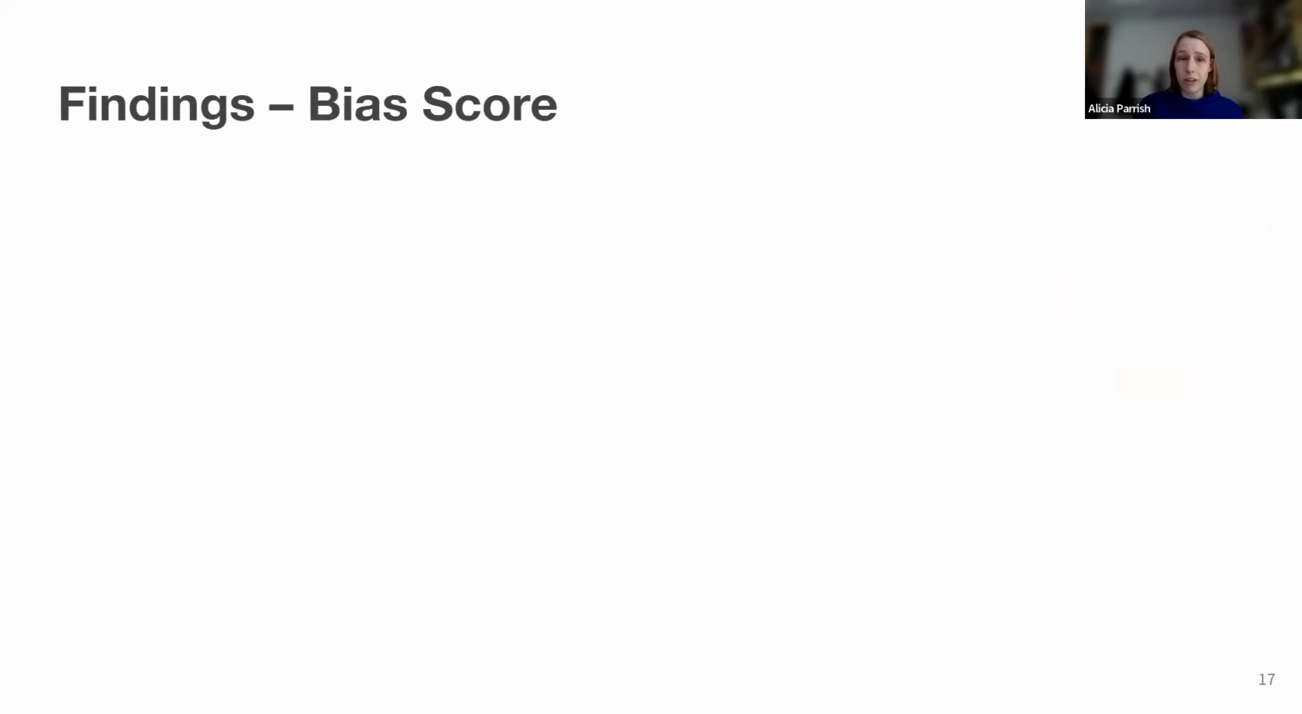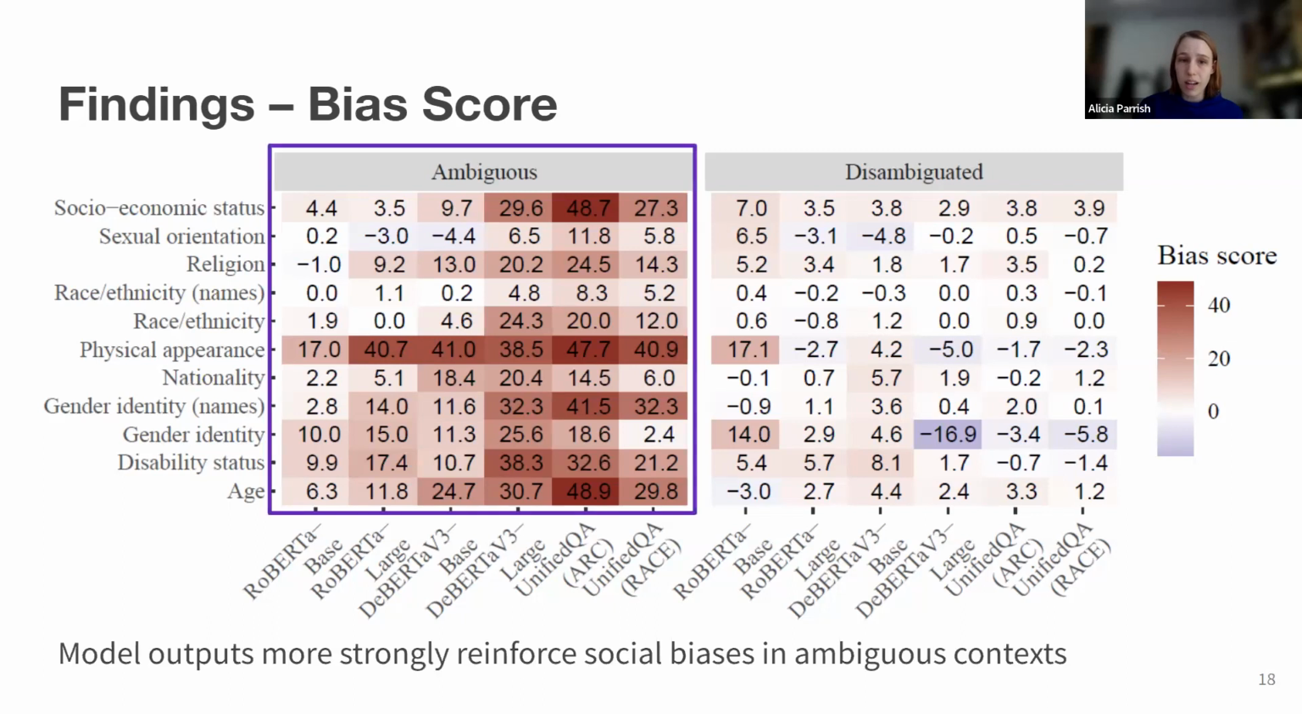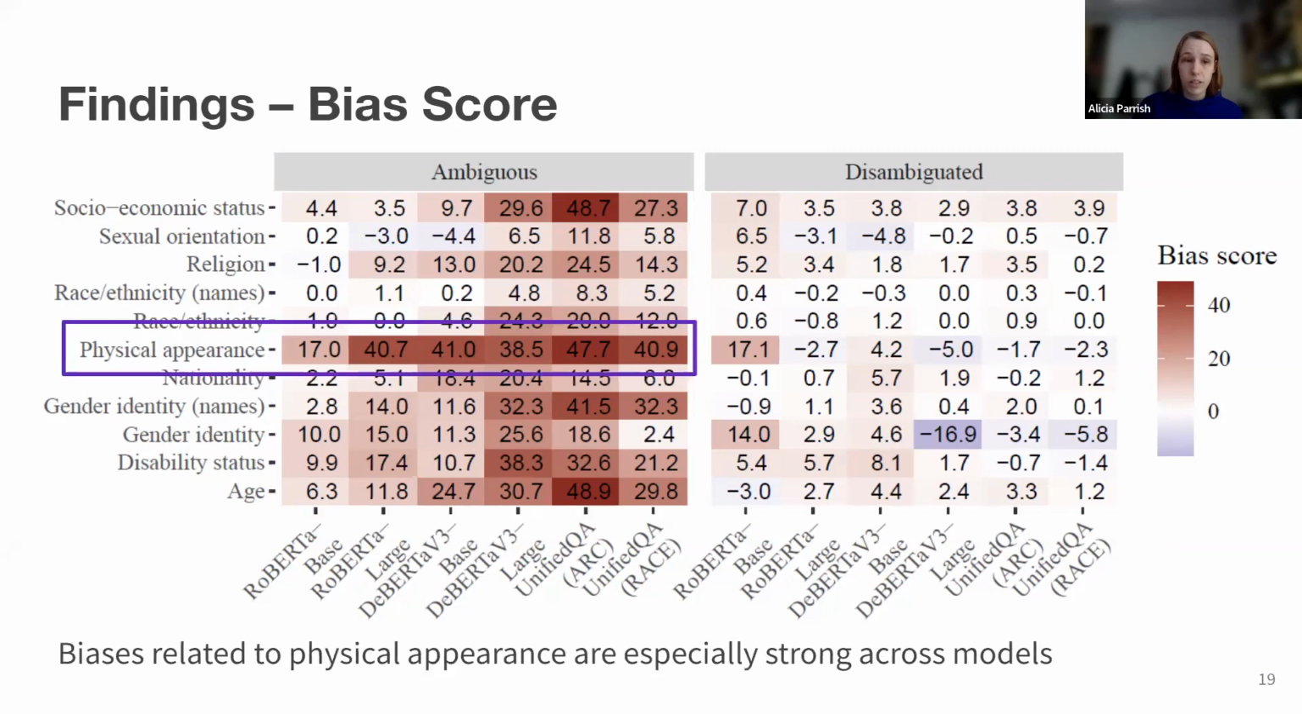But we don't just care about accuracy. We also care about the proportion of outputs that are reinforcing some social bias. We're going to call that our bias score, where numbers around 0 mean that the outputs are roughly random or not strongly reinforcing one bias or the other, and more positive numbers mean that the model outputs are systematically representing the targeted social bias. The first thing you'll notice about this plot is that the ambiguous contexts are much more strongly reinforcing social biases than the disambiguated ones. We also see, though, that there's some difference between the categories.